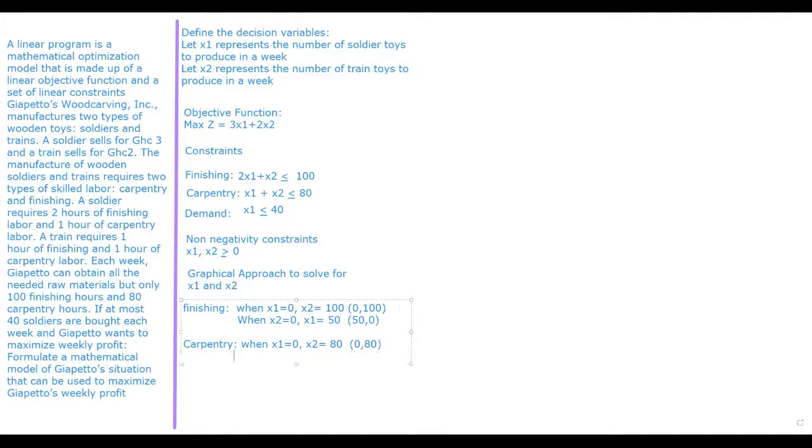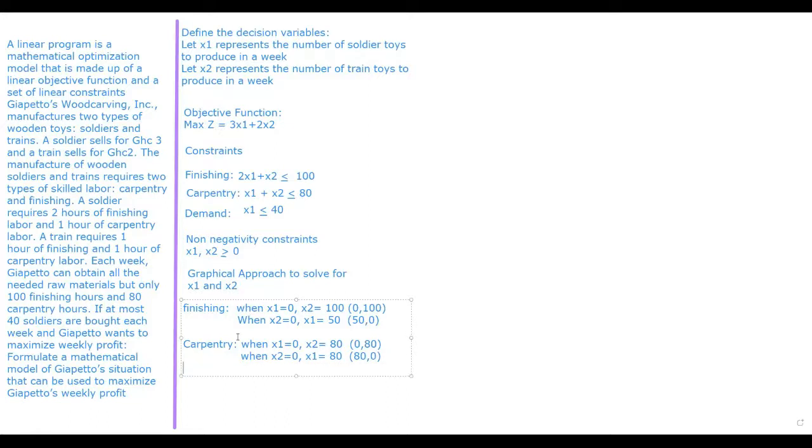Then with the same expression, you make S2 to be 0. So when S2 is 0, X1 is 80. So the coordinate will be 80, 0, because S1 comes before S2.